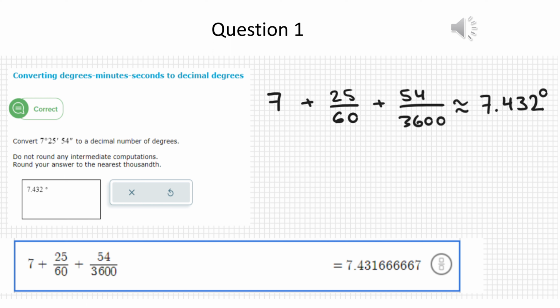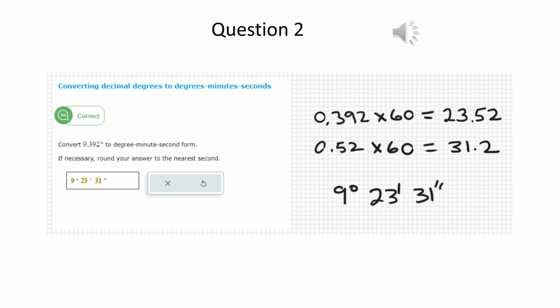Okay, you take the degree exactly the same plus the minute divided by 60 plus the second divided by 3600. You put it in the calculator and that's it. Of course, you round your answer to the nearest thousandth, so 4 decimal places, and get 432 because the next digit is 6, it's bigger than 5. Okay, this is completely backward.